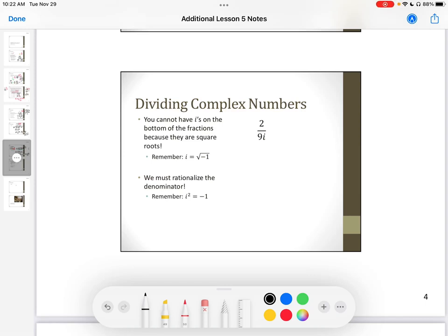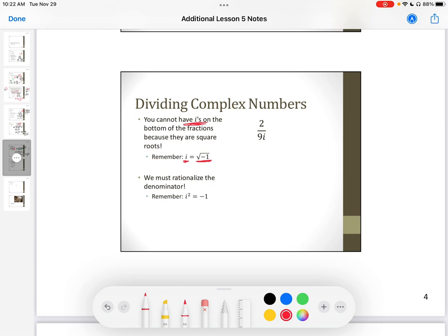Okay, last video we have here is going to be dealing with dividing complex numbers. The big thing that you guys need to remember with dividing complex numbers is that i equals the square root of -1. So much like we cannot have square roots on the bottoms of fractions, we also cannot have i's on the bottom of fractions.